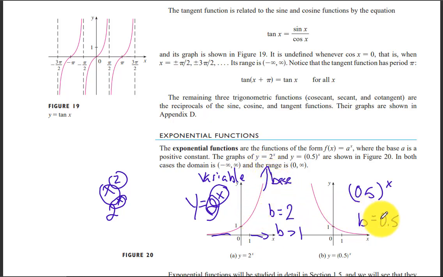Whereas when the base is less than 1, then what happens? Then as you go to the right, it gets very small, and as you go to the left, it grows very quickly. So depending on whether the base is less than 1 or the base is greater than 1, you get these two kinds of shapes. This point will be common to both of them, to any exponential function.